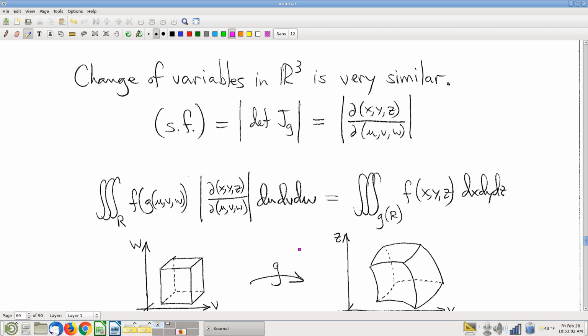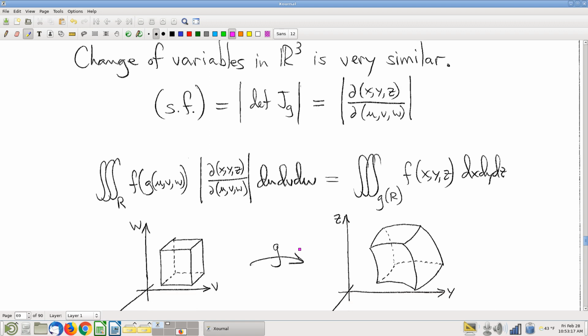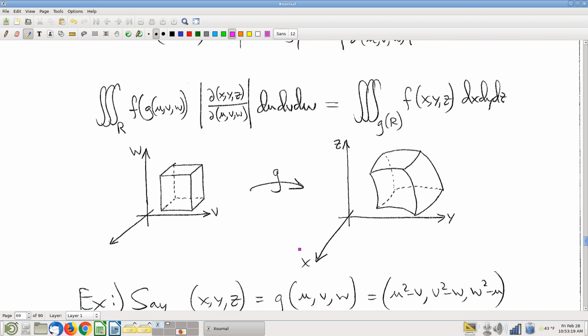Okay, I'm going to go extremely quick through the three-dimensional version of change of variables. Moral being, it is exactly the same. It is so the same as the two-dimensional change of variables. So let me just walk you through it real quick.